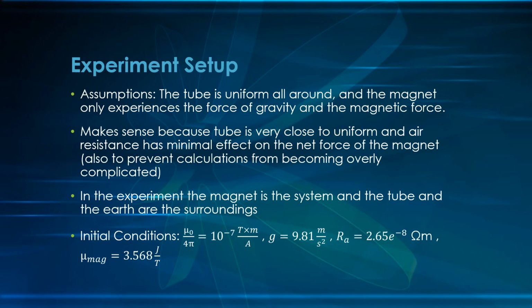The assumptions I used for this experiment are that the tube is uniform all around and that the magnet only experiences the force of gravity and the magnetic force. This makes sense because the tube is very close to being uniform and the air resistance has a minimal effect on the net force of the magnet. This is also used to prevent the calculations from becoming overly complicated. And in the experiment, the magnet is the system and the tube and the earth are the surroundings, and the initial conditions are listed at the bottom of the slide.